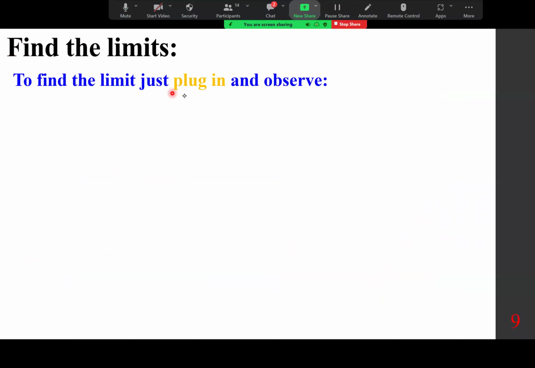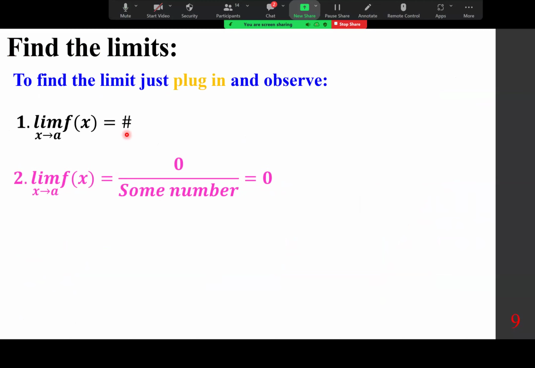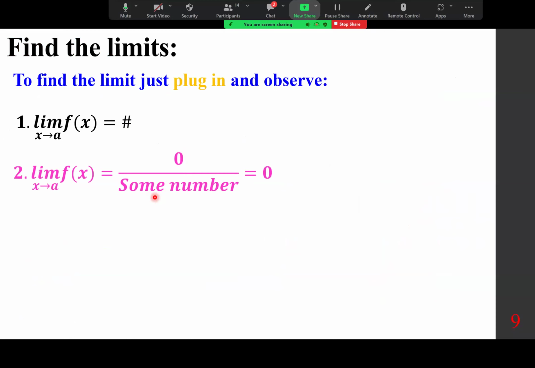To find the limit, just plug in and observe. So what happens when we do that? If it gives you a number, any number, you're done. If it gives you 0 over some number other than 0, 0 over any number other than 0 is also 0, and you're done. 0 over 5, 0 over 2, 0 over negative 10, who cares? 0 over infinity, 0.